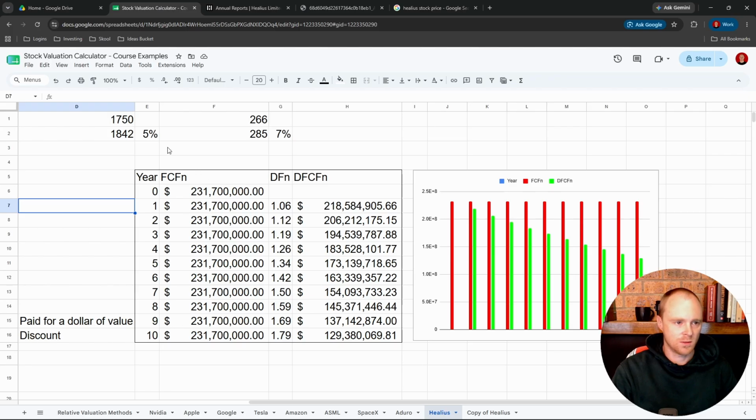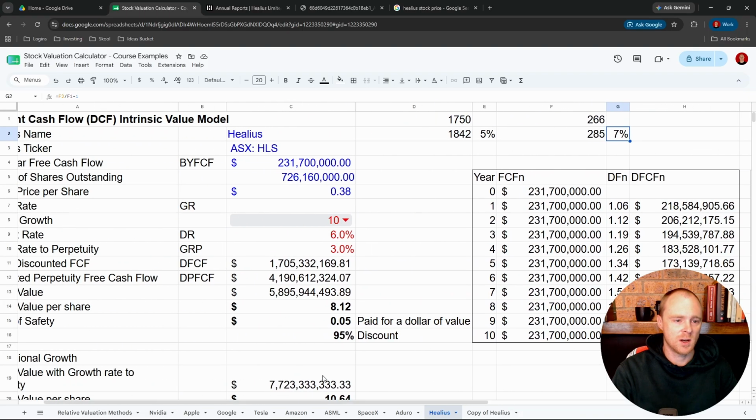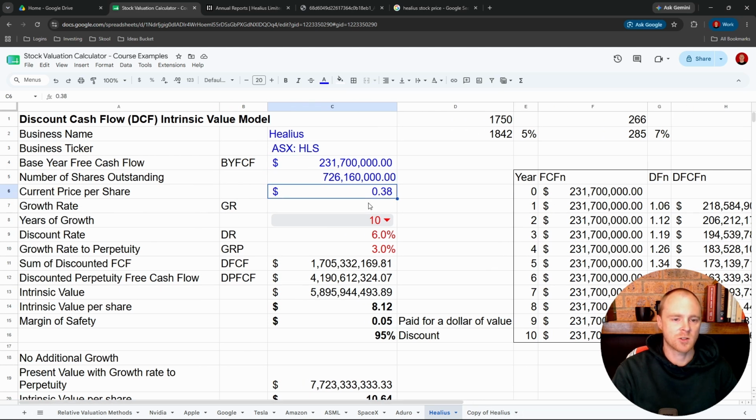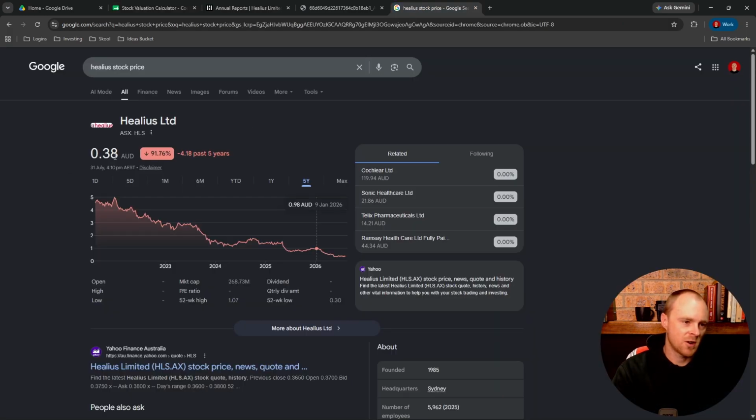So we can see our growth rates in terms of revenue, it's going up at 5%, and our free cash flow, our net cash is going up by 7%, and we end up with a free cash flow figure of 231 million. So our current shares outstanding is there. Our current stock price is 38 cents. So this stock has decreased 90% over the last 5 years. So that's a huge difference.